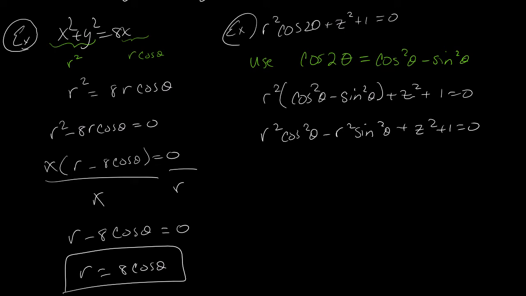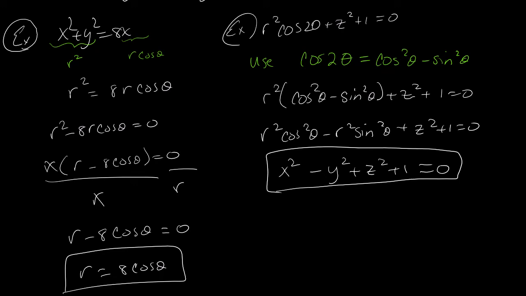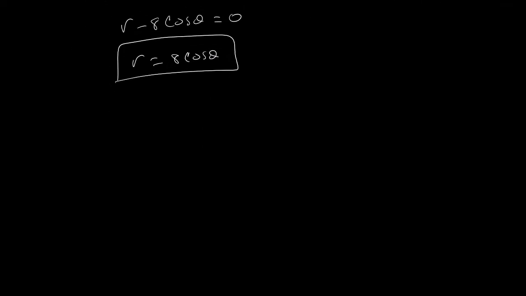Okay, so r cosine theta is x, so r squared cosine squared theta is x squared minus r squared sine squared is y squared plus z squared plus 1 is equal to 0. And there we have it. If we wanted to, we could move the constant to the other side, but it's not really necessary. Okay, so one more example I wanted to show you.